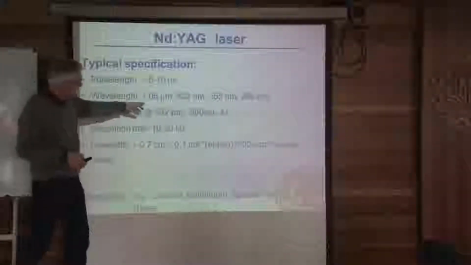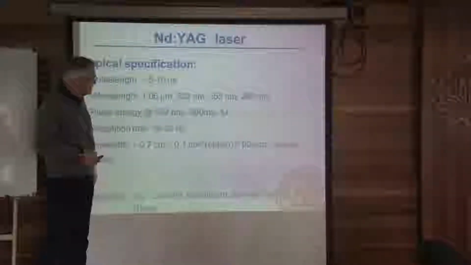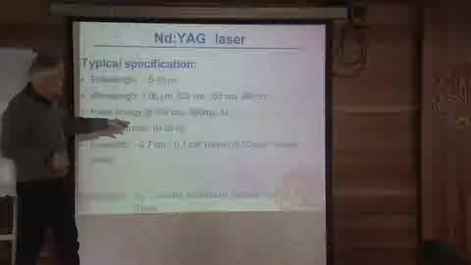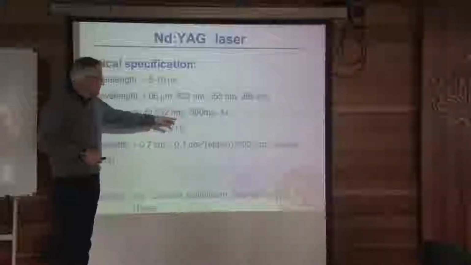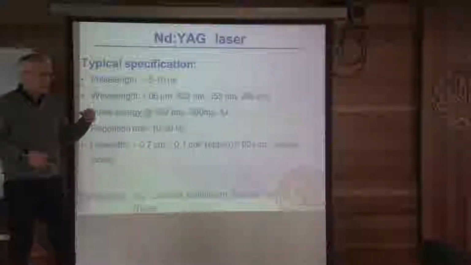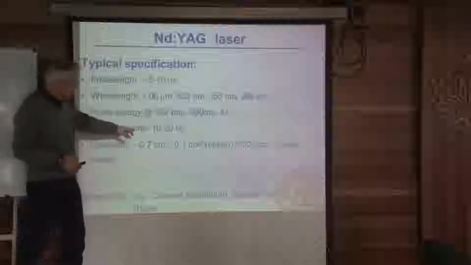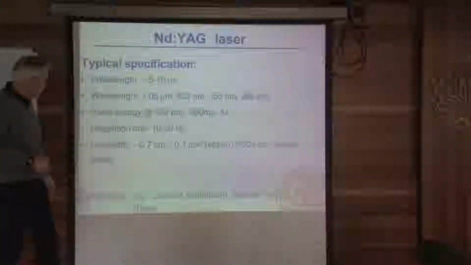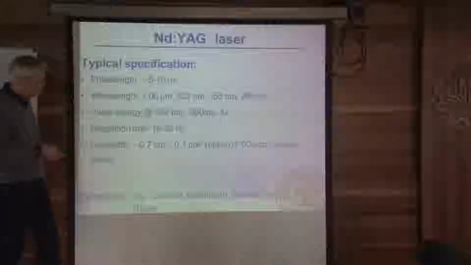You can have different wavelengths. Normally 532 is used. You can get quite a lot of energy, 500 millijoule, 1 joule, but as I said, the peak power is on the order of megawatt. The repetition rate is on the order of 10 to 20 hertz, and there are a lot of companies selling this.